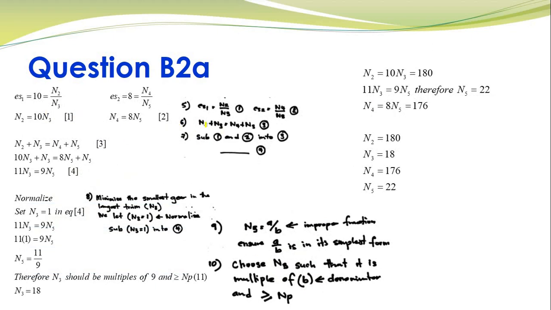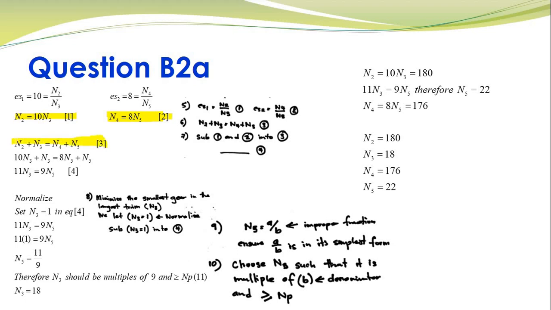And then step 6, N2 plus N3 is equal to N4 plus N5, that's equation 3. And then step 7, we substitute equations 1 and 2 into 3, and then we obtain equation 4. So let's see, ES1 is equal to 10 third, which is N2 over N3, therefore N2 is 10 and N3 is 3, so that's equation 1. In a similar manner, ES2 is equal to 8 fifth, which is N4 over N5, so N4 is simply 8 and N5 is 5, so that's equation 2.